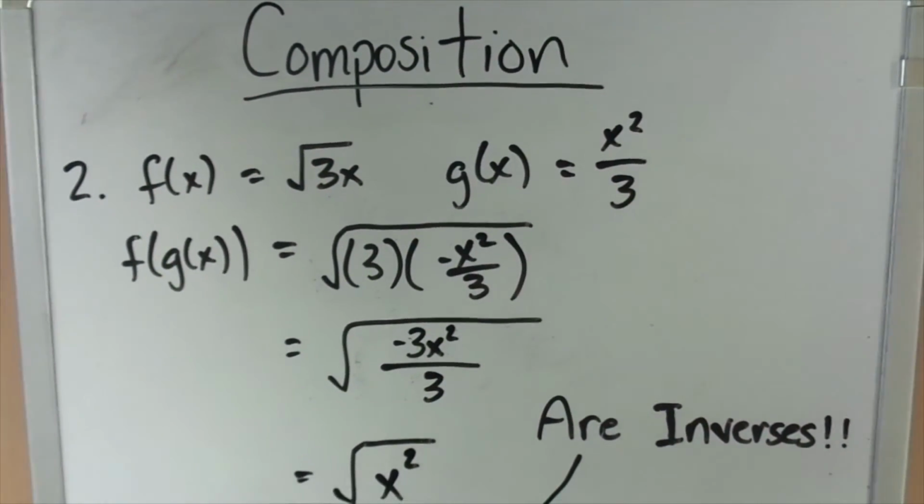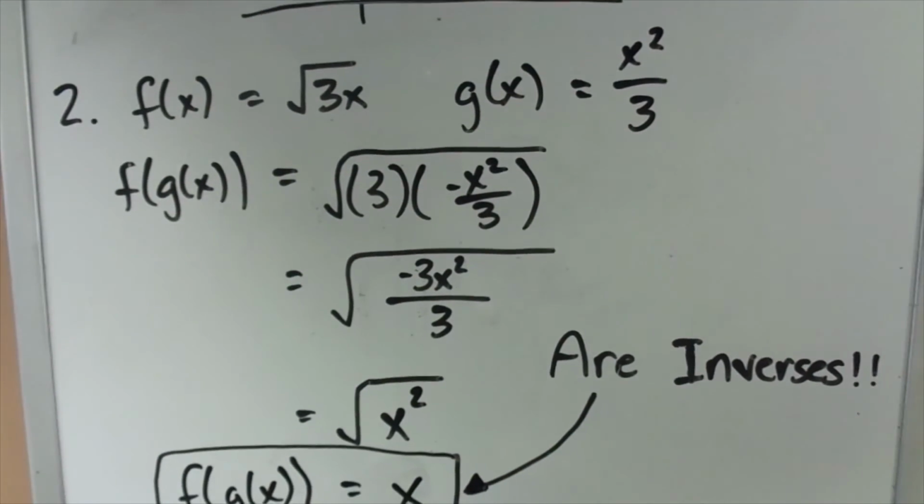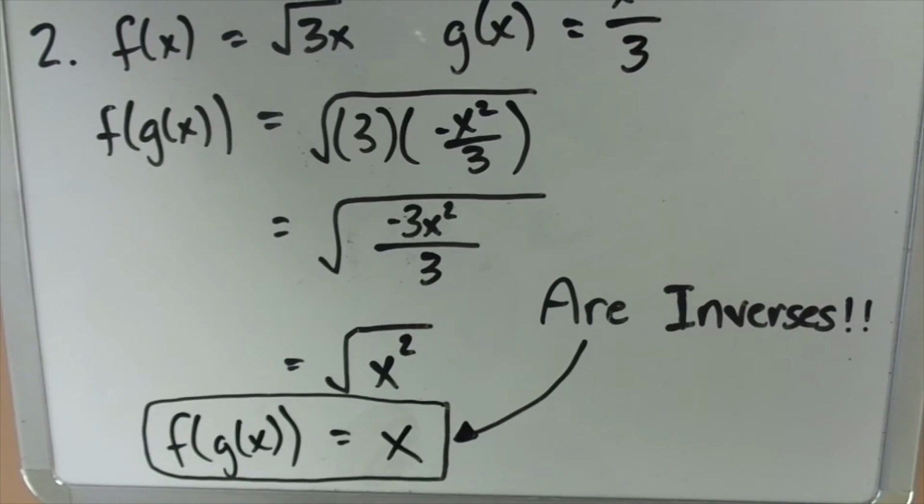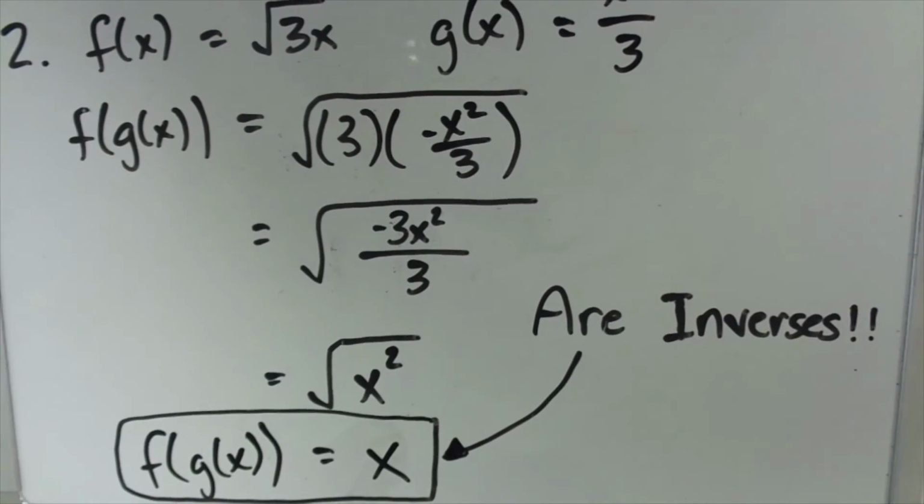In this case, these two functions are inverses because they do undo each other. So f of g of x equals x, which shows that they are inverses.